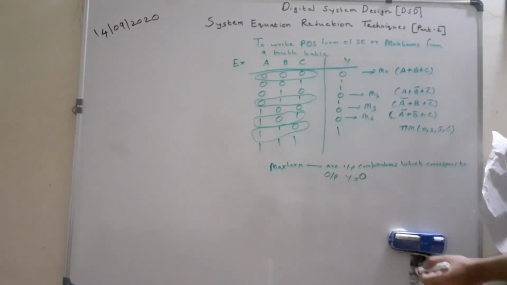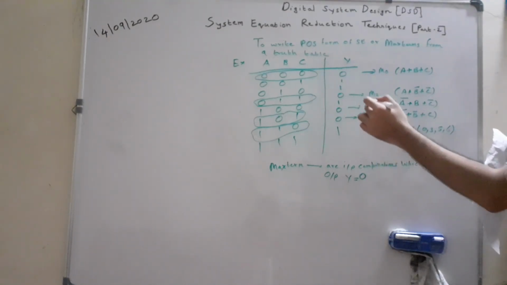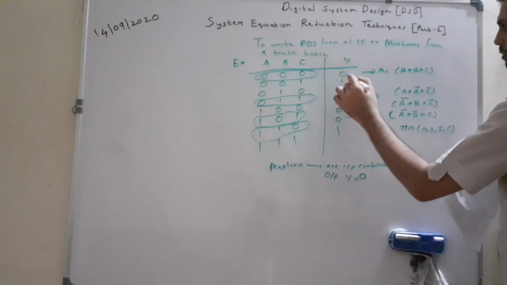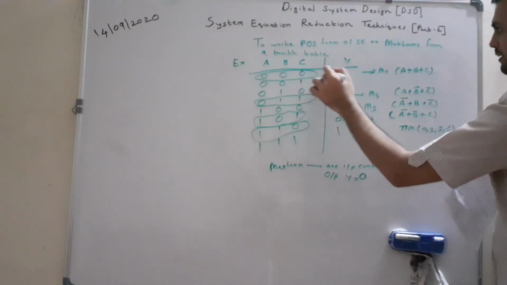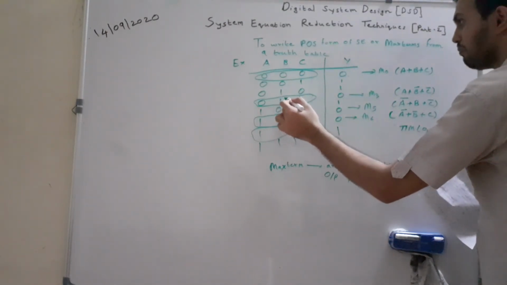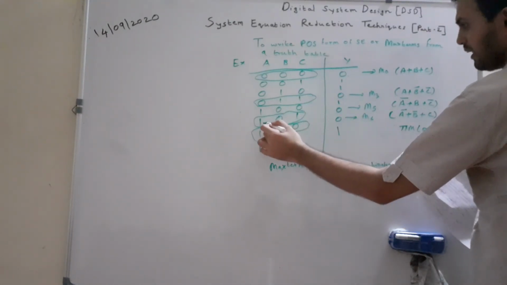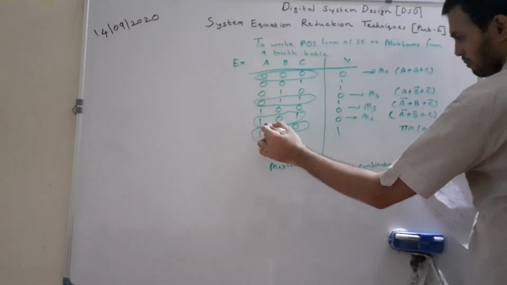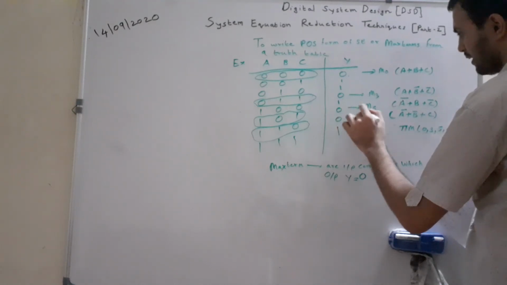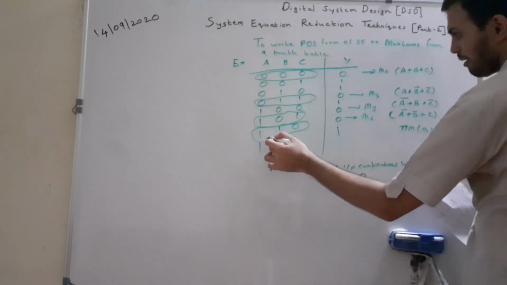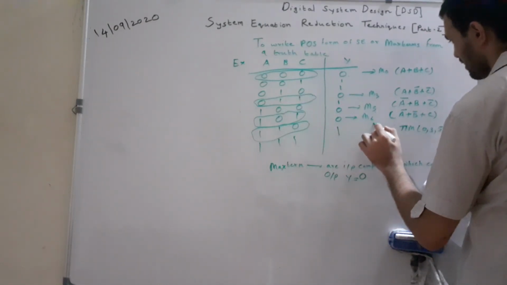Max terms are input combinations for which output is 0. So by this definition, we can see which input variables are generating output 0. From this truth table we see that when A is 0, B is 0 and C is 0, output is 0. Similarly, when A is 0, B is 1, C is 1, output is 0. So this is another max term. Then the next max term is when A is 1, B is 0 and C is 1, output 0 is generated. And another max term is generated by 1, 1, 0, when A is 1, B is 1 and C is 0. So that is denoted by M6.